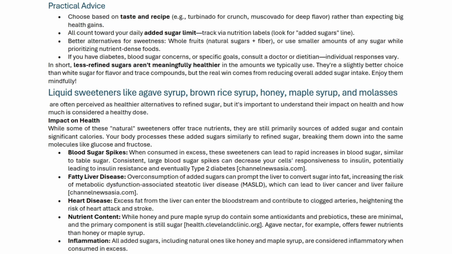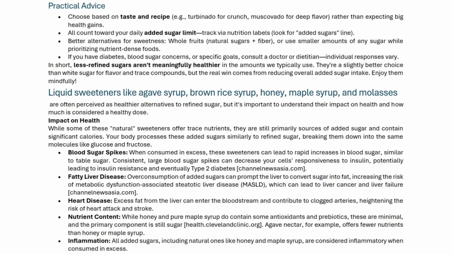Ultimately, less refined sugars do not offer substantial health benefits in typical consumption amounts. While they may be marginally better than white sugar in terms of flavor and trace nutrients, the most significant health improvement comes from reducing overall added sugar intake. Mindful consumption is encouraged to enjoy these sweeteners responsibly.